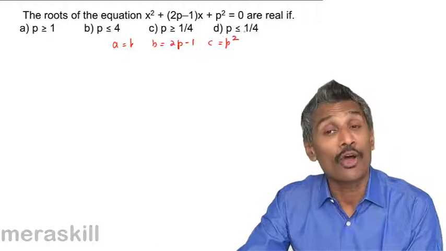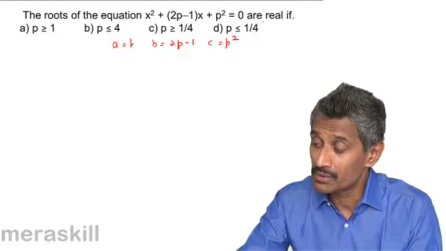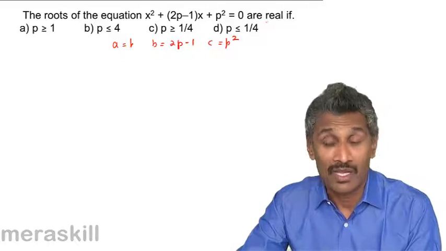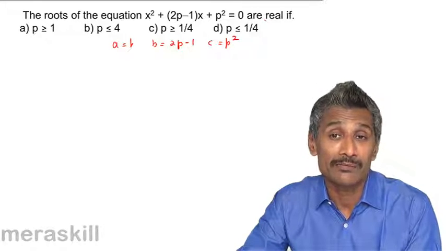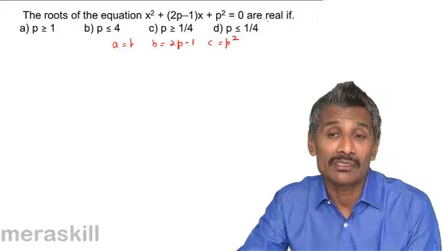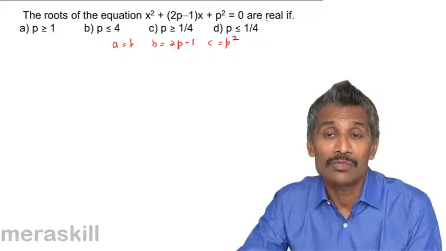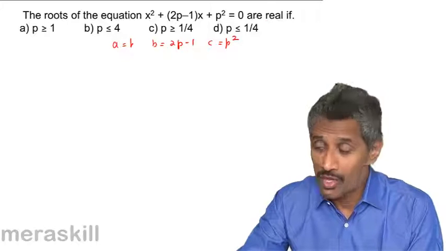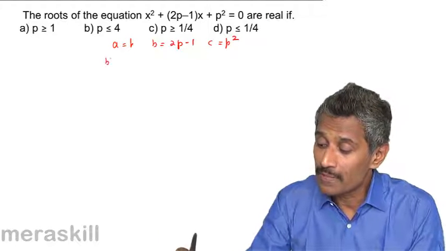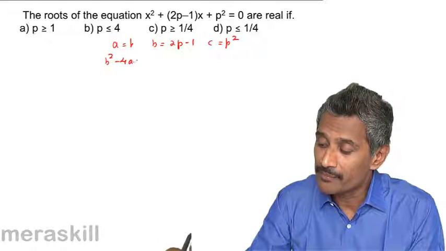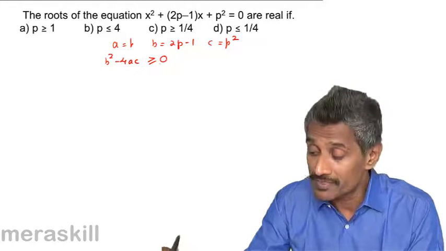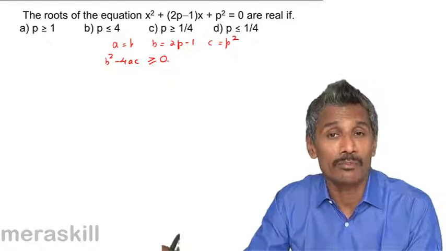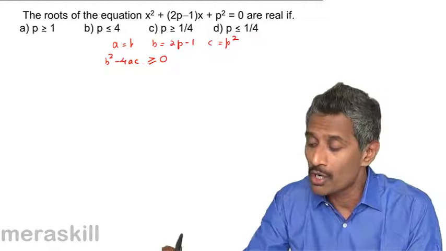Now here is just the opposite of the previous one. So it's told the roots have to be real. Now if the roots have to be real, it means that b square minus 4ac has to be either positive or it has to be equal to 0. So that means b square minus 4ac has to be greater than or equal to 0, because if it is less than 0, the roots would not be real, they will be imaginary or complex.